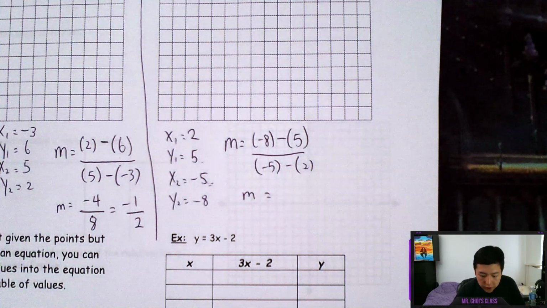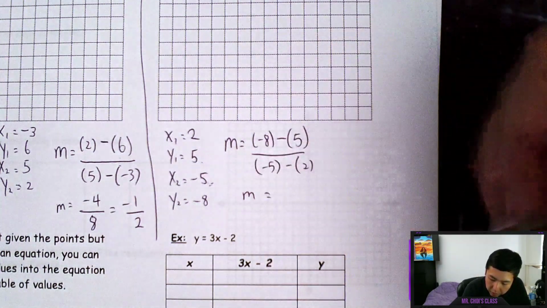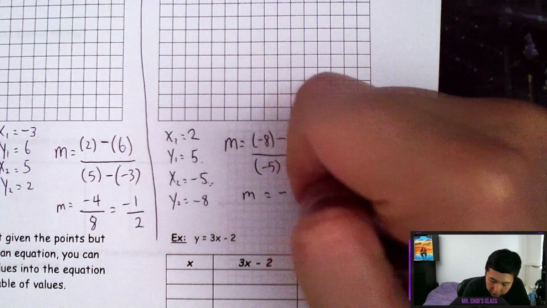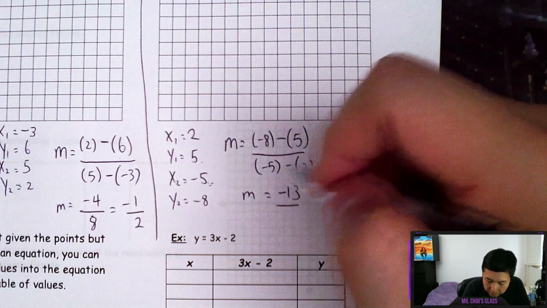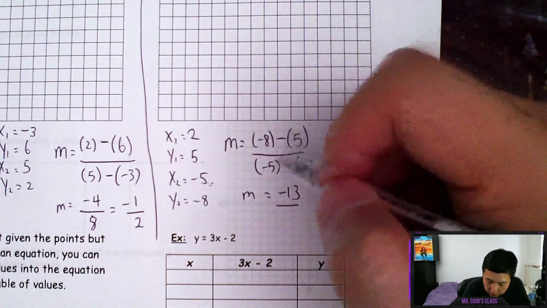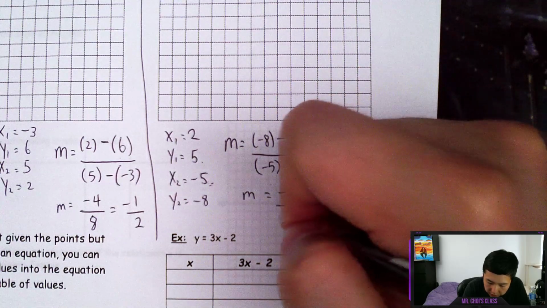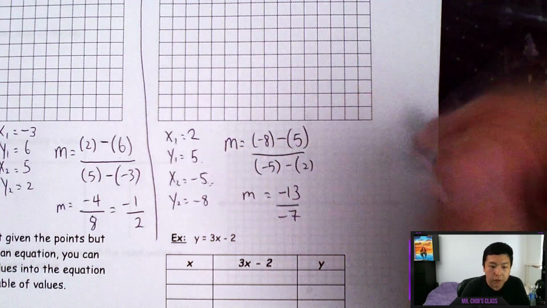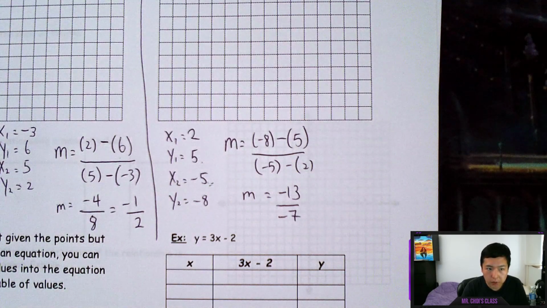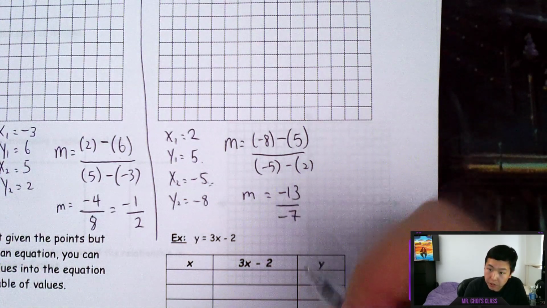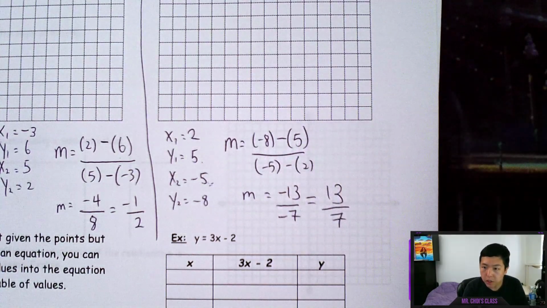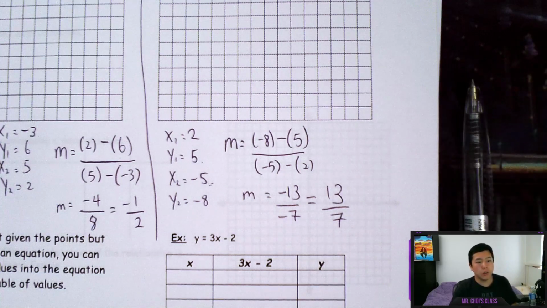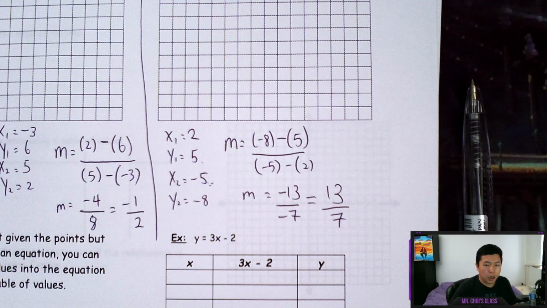All right, hopefully you're done the math. And so negative 8 minus 5 gives me negative 13 over negative 5 minus 2, which is negative 7. Now, if you get negative 13 over negative 7, you'll notice there's two negatives here, and we know that two negatives just make a positive, and there's our answer. If you got 13 over 7, you are on the right track. That's amazing. Very good job.